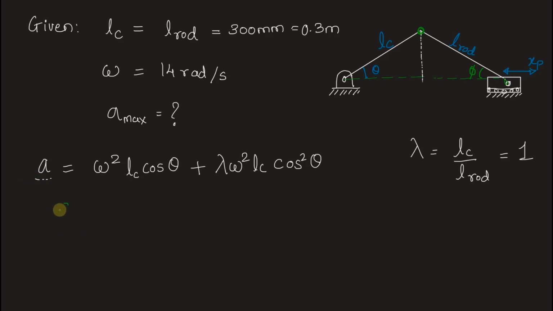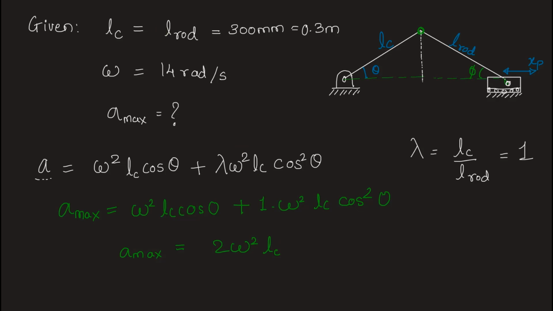Now we have to find the maximum acceleration of the slider, A maximum. When will it be maximum? It will be maximum when this theta is 0 and the crank becomes horizontal. Hence we can write A max is equal to omega square LC cos 0 plus lambda is 1 into omega square LC cos square 0. Cos 0 is 1. So in both of the terms, we can put cos 0 as 1. Maximum acceleration will be omega square LC plus omega square LC, which is 2 omega square LC.